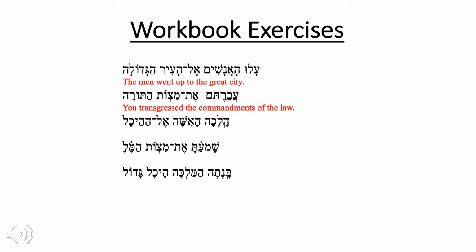We then have a phrase that indicates what was transgressed, marked by the definite article on ha-Torah. Because it is definite, we also have a direct object marker. You will never have a direct object marker unless the noun is definite. In this case, it's made definite by that definite article. And mitzvot is also in a construct relationship with ha-Torah, so that we have the mitzvot of ha-Torah, the commandments of the law.